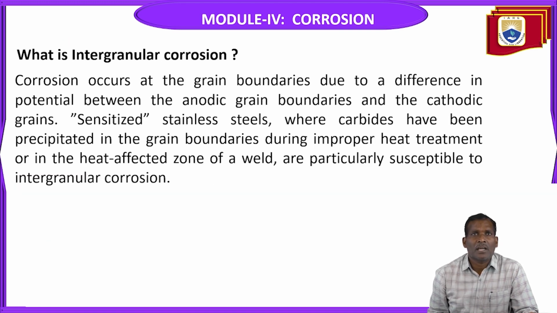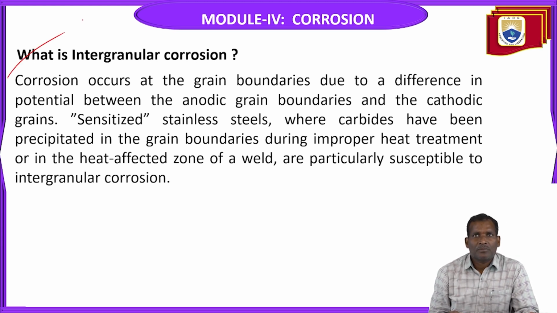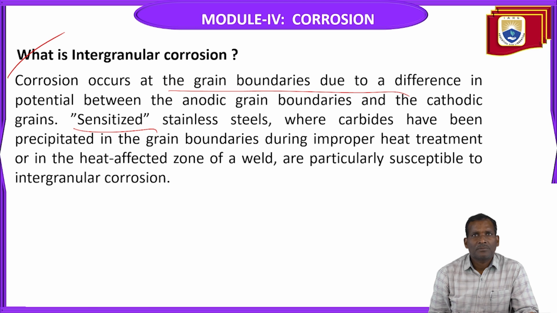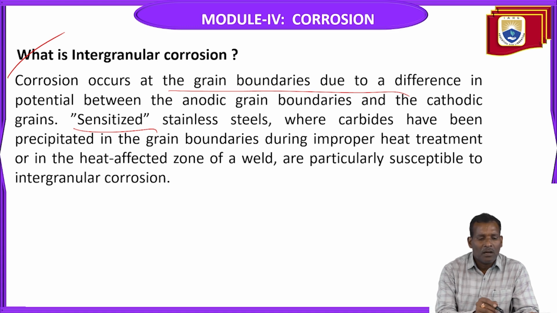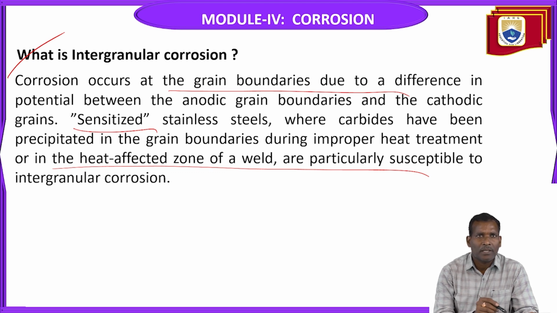So what is intergranular corrosion? The corrosion occurs at the grain boundaries due to the difference in potential between the anodic grain boundaries and the cathodic grains. Sensitized stainless steels, where carbides have been precipitated in the grain boundaries during improper heat treatment or in the heat affected zone of the weld, are particularly susceptible to intergranular corrosion.